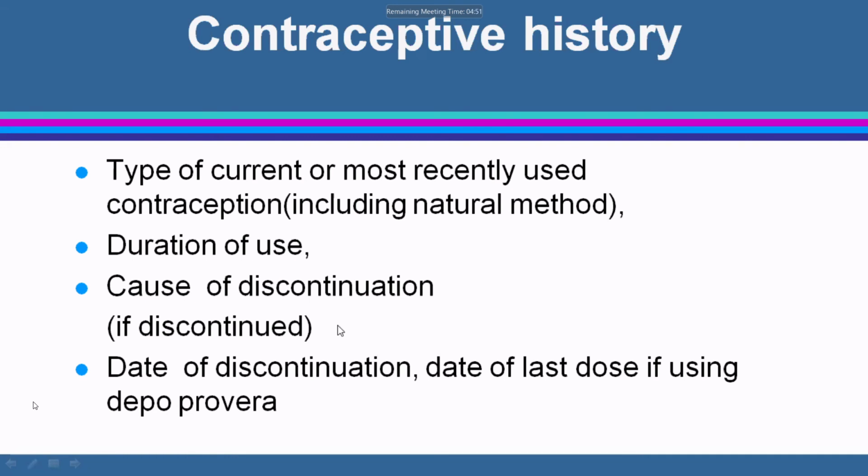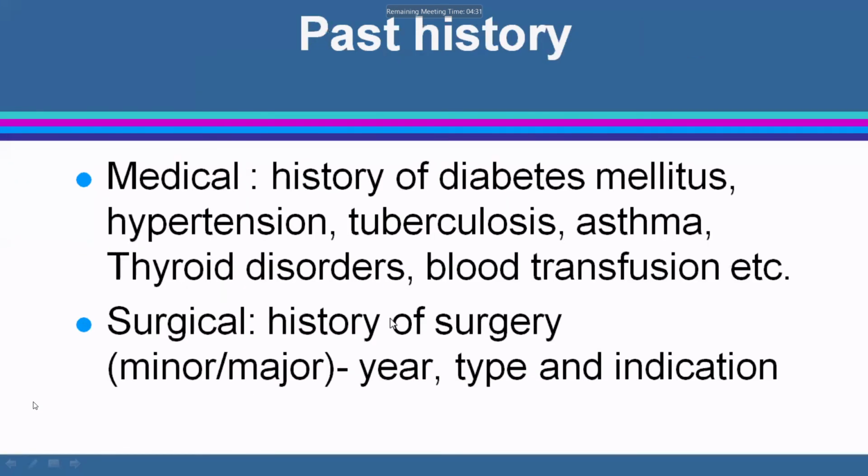Is it because of side effects, or is it because they want to conceive, or like that? Okay. And date of discontinuation of the contraception, and date of last dose of Depo-Provera if they were using Depo-Provera, because Depo-Provera is a depot preparation. So even after stopping, there will be effect of Depo-Provera. Okay. So this is about contraceptive history and past history.